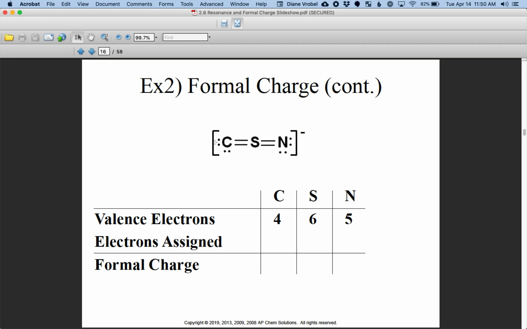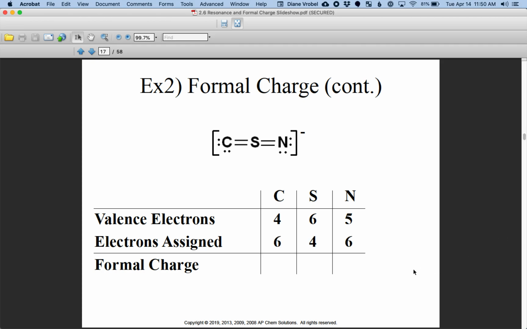And then the carbon over here has 2 covalent bonds. So we're going to add 2 plus 4. So carbon will have 6 here. Sulfur has 4 covalent bonds. So there's going to be 4 underneath sulfur. And then nitrogen has 2 covalent bonds plus 2 sets of lone pairs. So this should be 6.